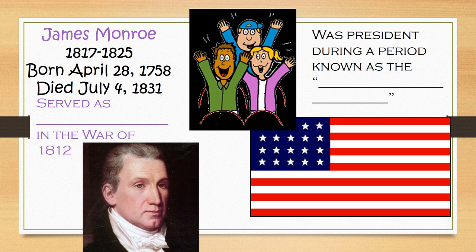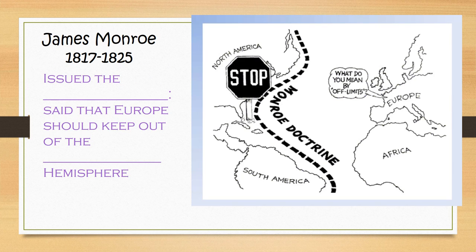The fifth president is James Monroe, and he had served as the Secretary of War during the War of 1812. He was also the president during a period known as the Era of Good Feelings. So you see those happy people having good feelings there. You can also see that the United States flag is growing in the number of stars that are positioned there. That would be the growth of our nation as more and more states are added to the Union.